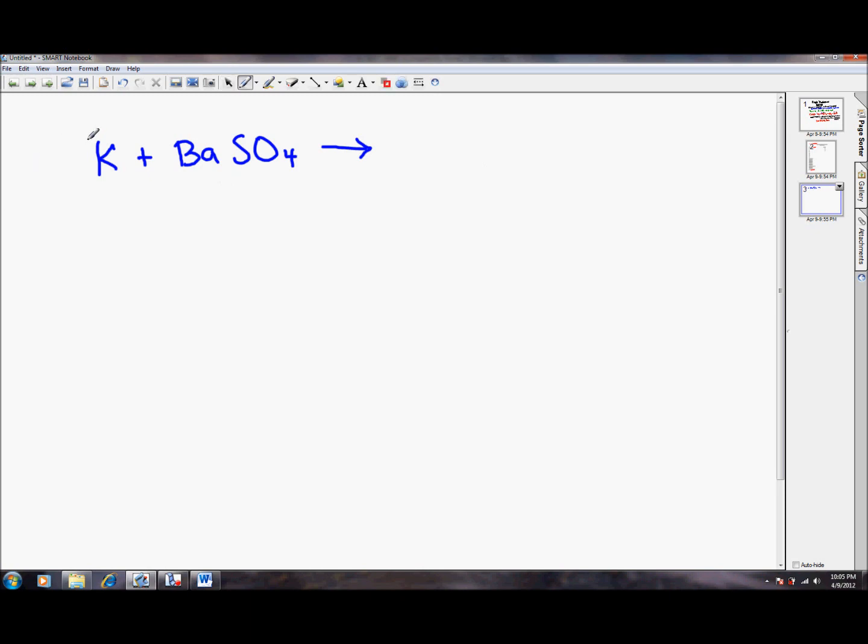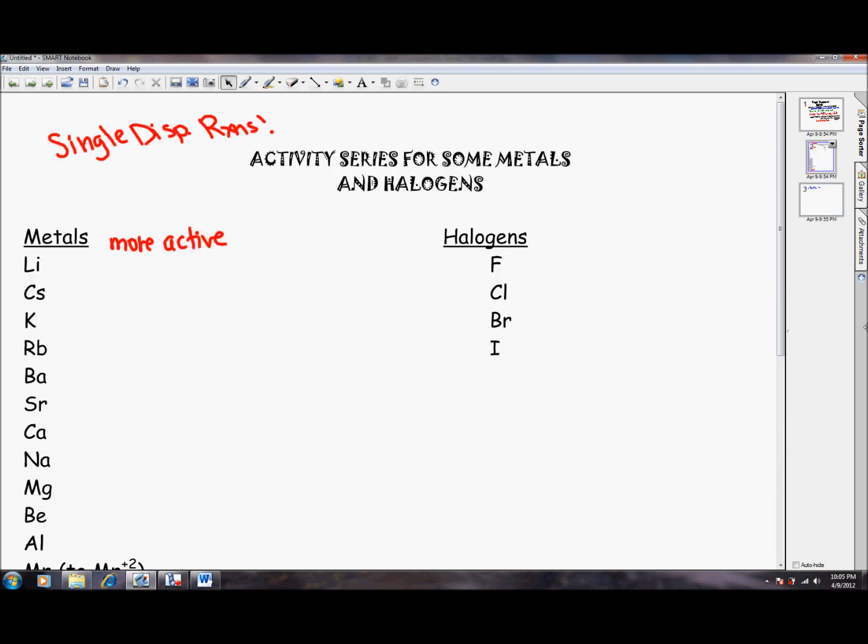Alright, so element A is this one. Element B is right here. It's actually in the cation state, so it's barium. So we're going to go back to our activity series and compare the position of potassium to the position of barium to determine if it looks like this reaction will actually occur. Here's K, here's Ba. So K is metal A and Ba is metal B. Potassium is higher up than Ba, so potassium is more active.